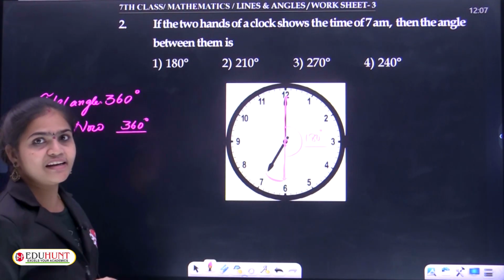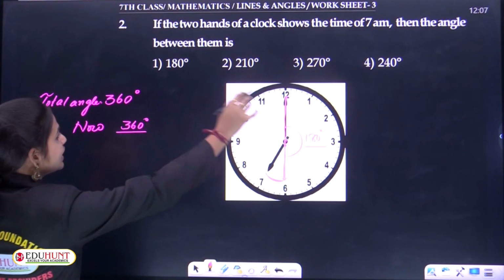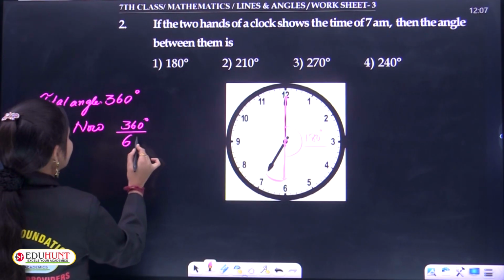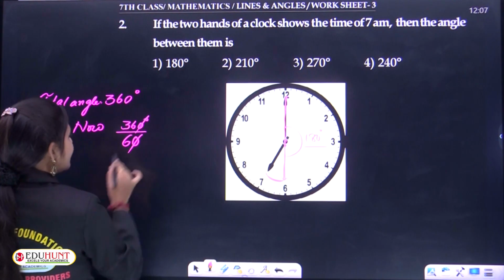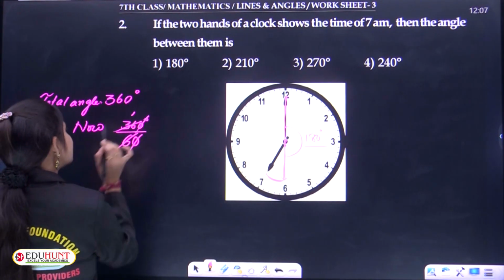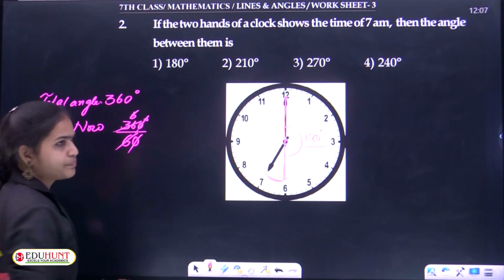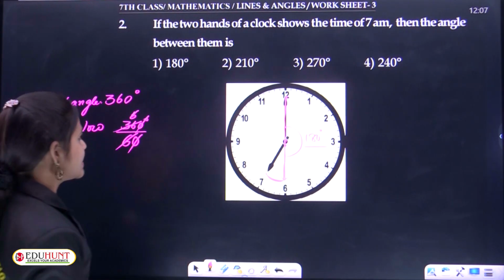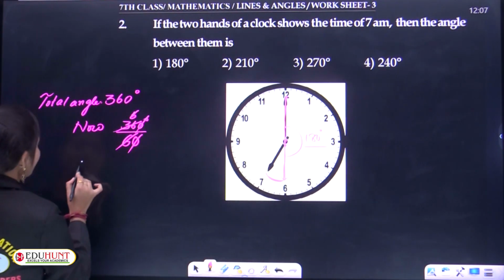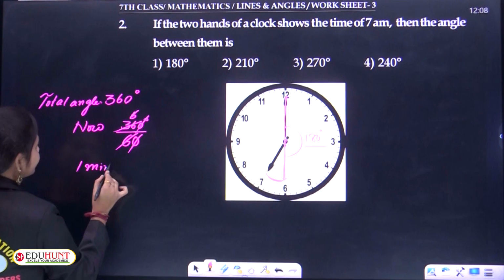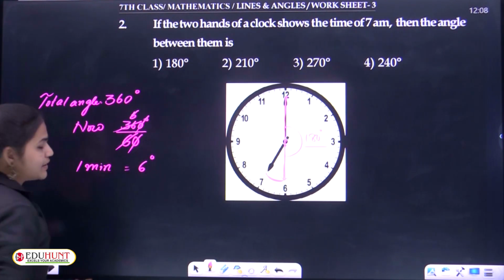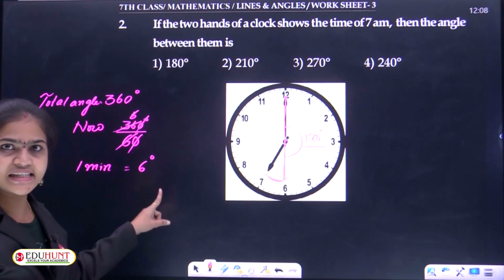Okay, how much angle we need to find out? Totally here 60 minutes there, no? Okay, 0 and 0 gets cancelled, and here 6 5s are 30, 6 6s are 36. Each minute, 1 minute is equal to 6 degrees here.